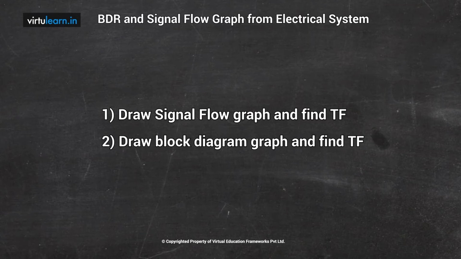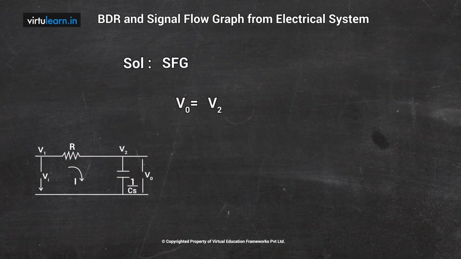To get the signal flow graph, we write some equations of the network. We start from the output end. So the output is V0. I am taking V2 at the capacitor node. Therefore, I can write V0 is equal to V2. This is equation number 1.